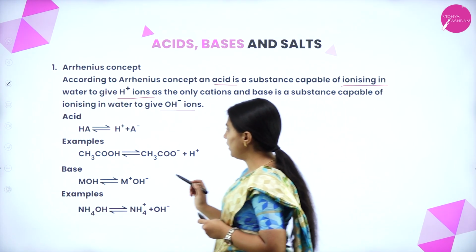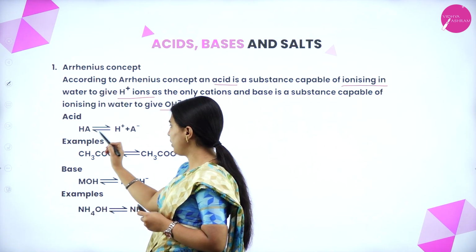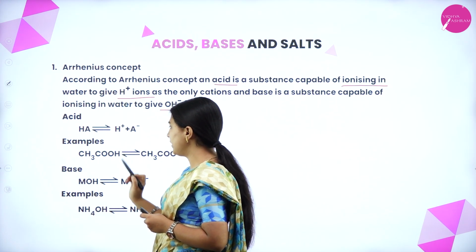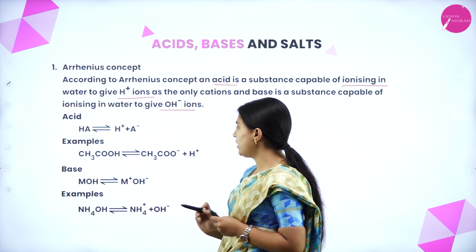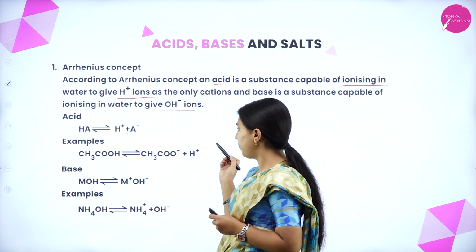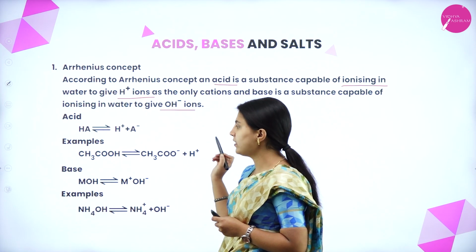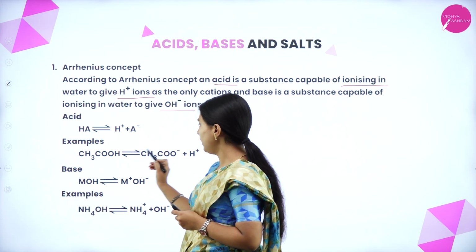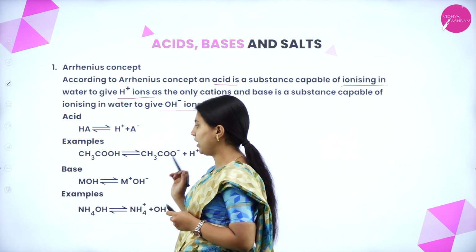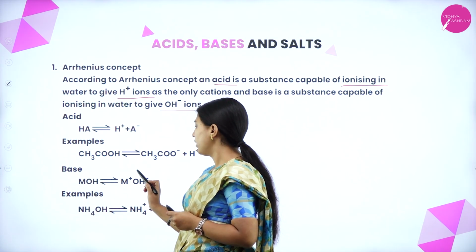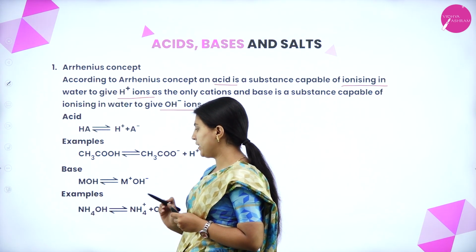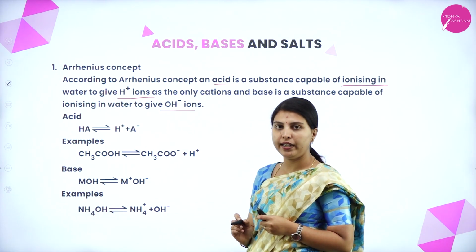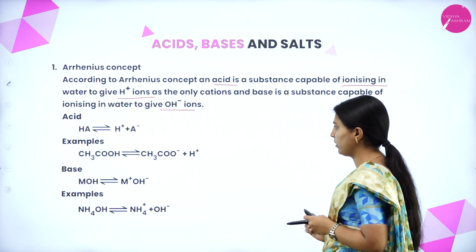See here, if an acid HA, it should liberate H plus and A minus ions. Example, acetic acid CH3COOH gives CH3COO minus plus H plus. This is undergoing partial ionization, but it is also an acid, it is going to liberate H plus ion. In a base, MOH gives rise to M plus and OH minus. Example, ammonium hydroxide giving NH4 plus and OH minus ions.